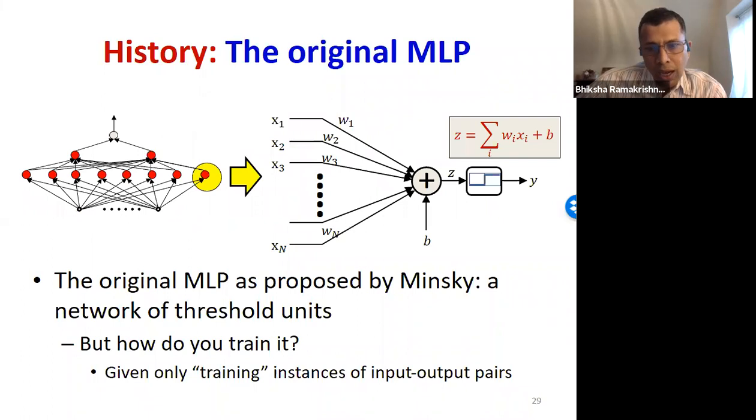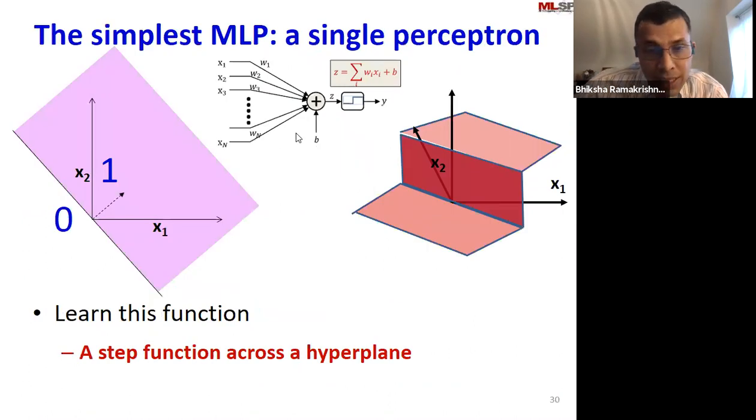Now, we'll start with the original multi-layer perceptron as it was proposed by Minsky. It's just a network of threshold activation perceptrons. And we are familiar with the threshold activation perceptron. Now, the question is, I have an MLP, how do I learn it to model a specific classification function using only training instances of input-output pairs? Now, what is the simplest MLP? The simplest MLP is just a single perceptron.